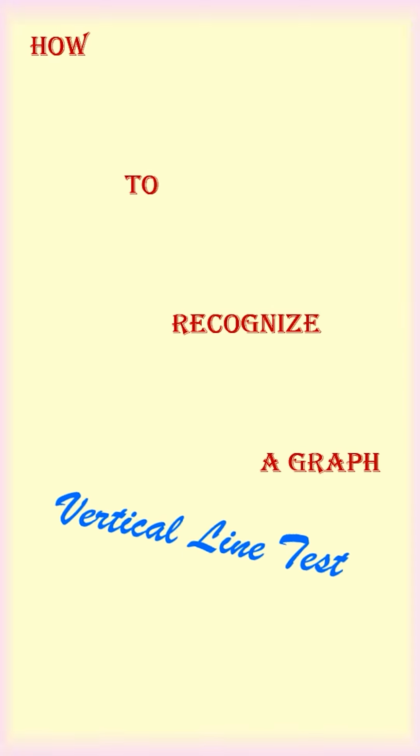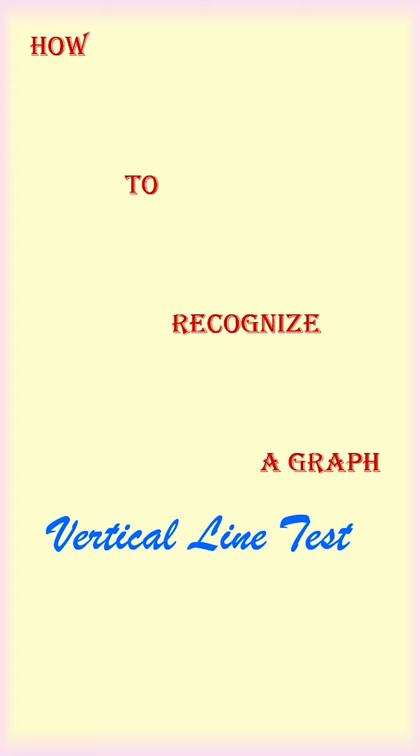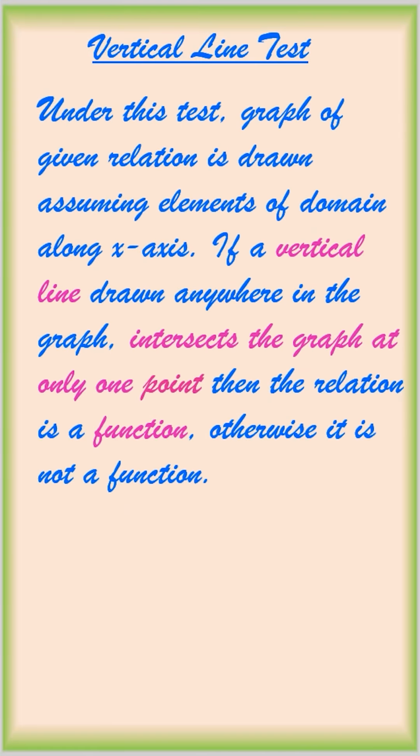We can do so by the vertical line test. What is a vertical line test? Under this test, the graph of the given relation is drawn assuming elements of the domain along the x-axis. If a vertical line drawn anywhere in the graph intersects the graph at only one point, then we can say that the relation is a function. Otherwise, it is not a function.